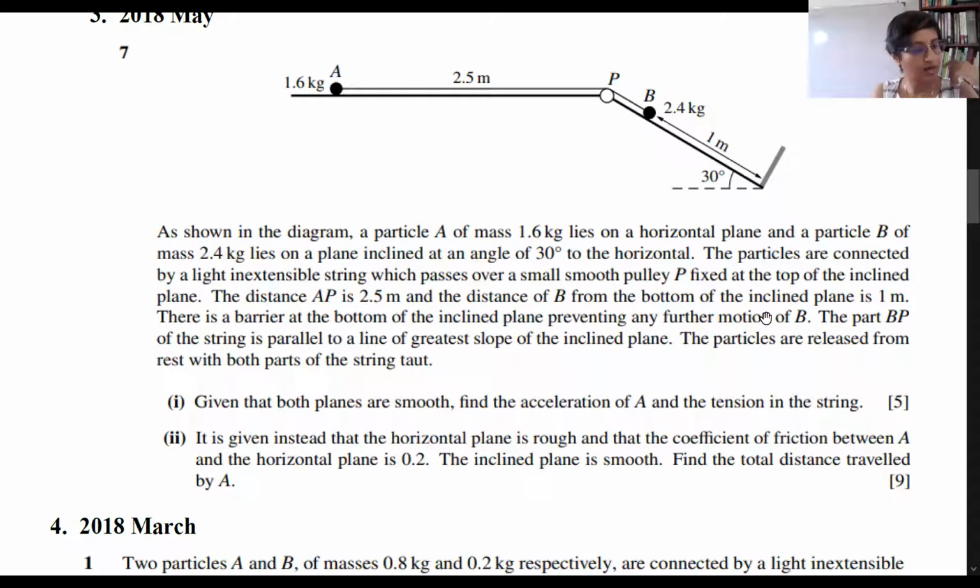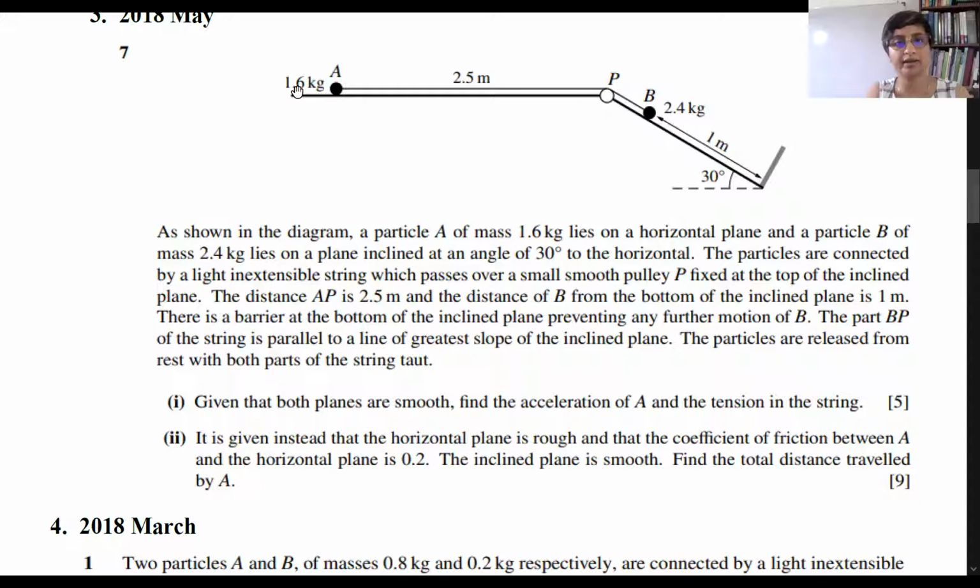I have a question though. Would tension be the same now, or is it a new one? It will be different. So it's a different tension. Tension would be there, but not the same thing as before. So let's start with drawing two new free body force diagrams.